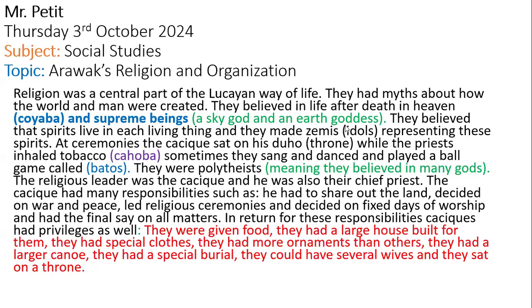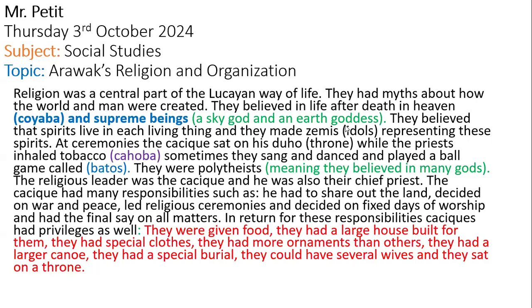All right. Okay, so can someone tell me one of the privileges of being a cacique? Well, you get a special burial. They were given food and they had a large house built for them. Exactly. And they had special clothes and they had special ornaments. Very good.